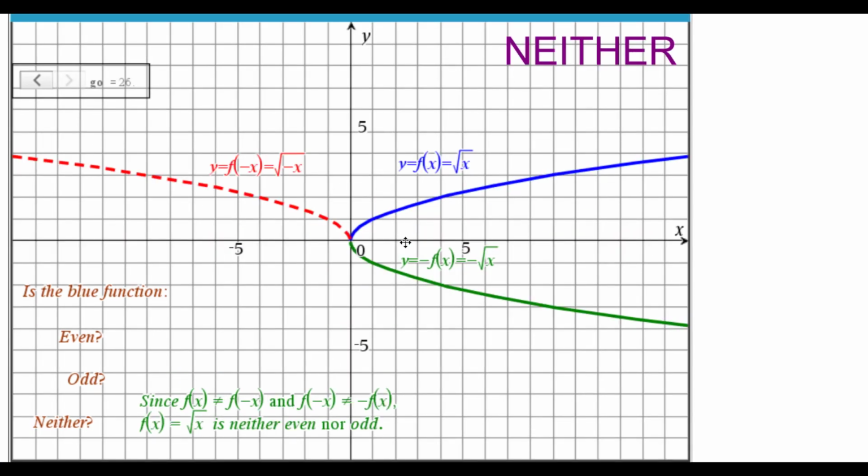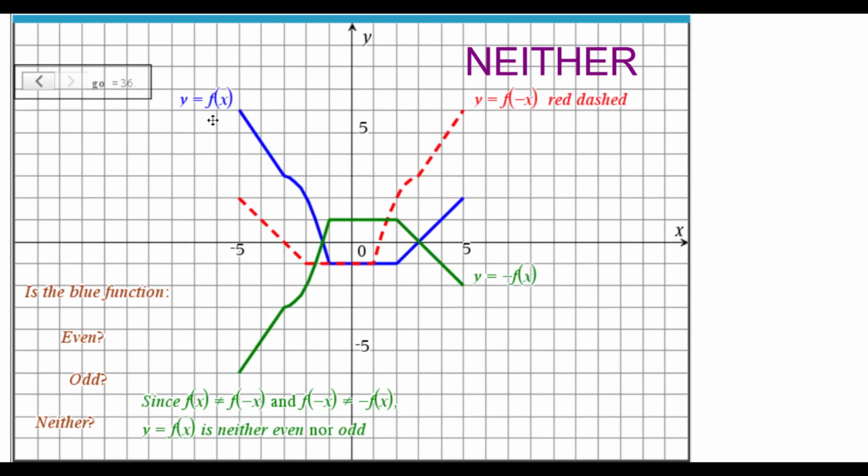The square root function was neither. You can see that it's definitely not even, definitely not odd, so it's neither. And this piecewise function that I created in blue here is not even and not odd; it is neither.